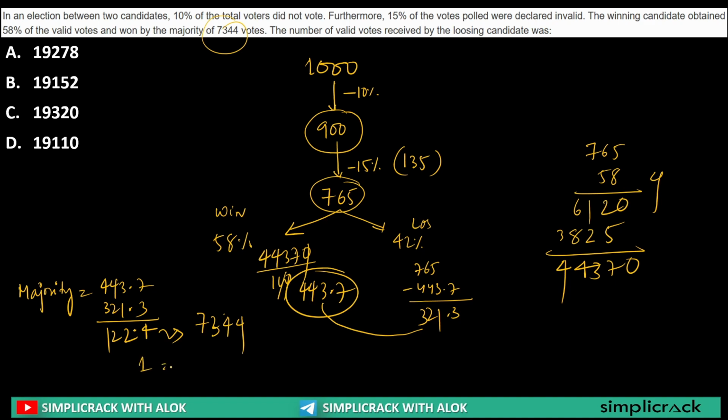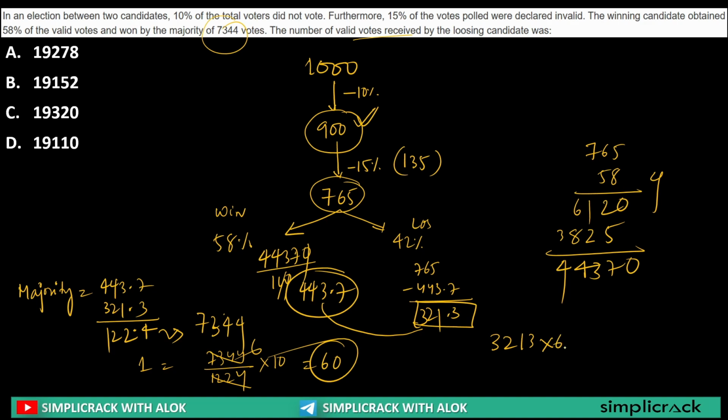So I can say 1 unit will be what? 7344 by 1224 into 10, or we can say if it is multiplied by 6, 6 4 is 24. Yes, it is divided by 6. So 1 unit is equal to 60. How many total valid votes are received? 900 valid votes are received. So 9 into 6. How many valid votes did the losing candidate receive? So 1 unit is equal to 60, so 3213 into 6, 6318. So this is the answer.